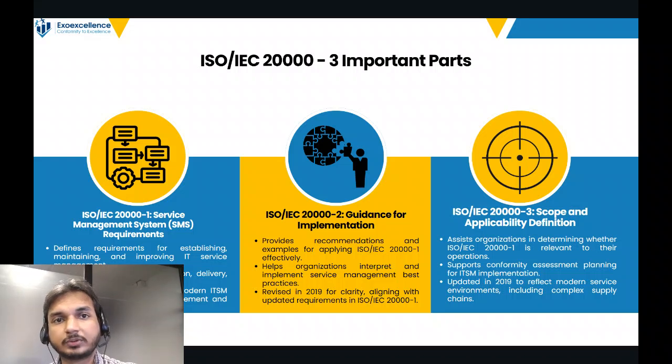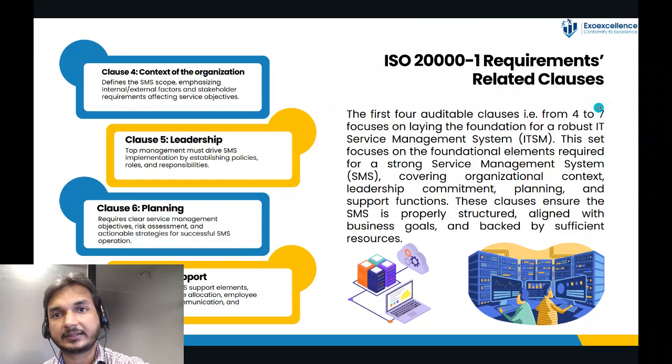So now let's move to the core requirements outlined in ISO 20000, starting with clauses 4 to 7 in the next slide.